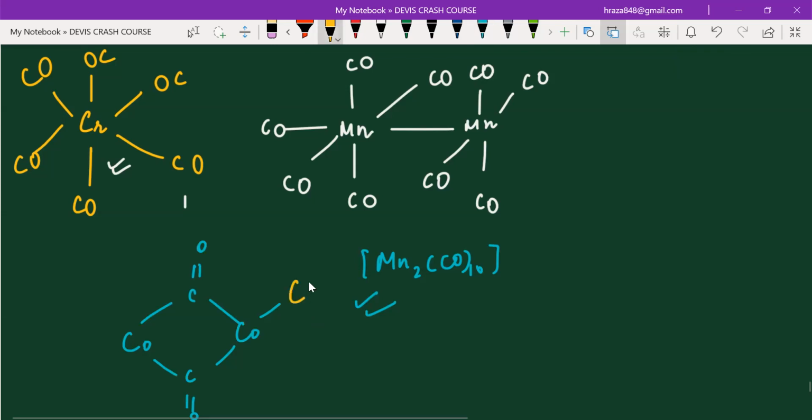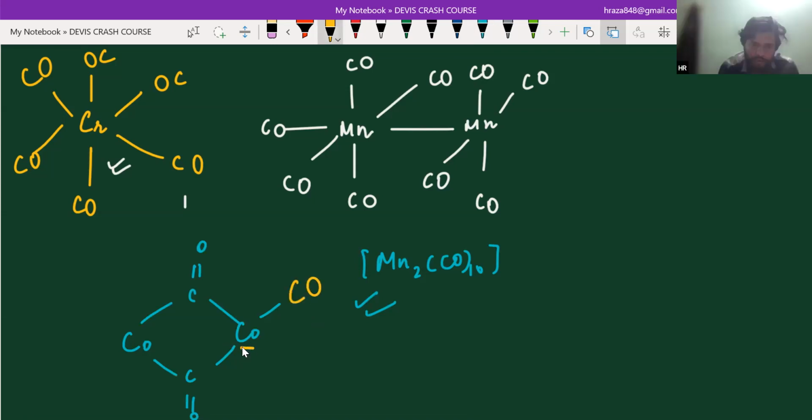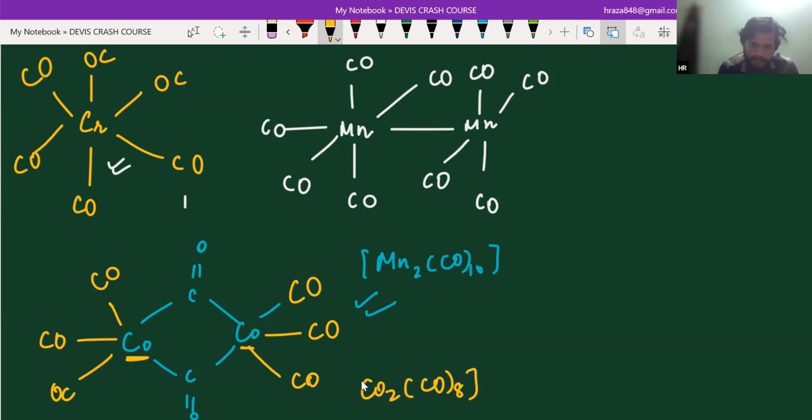Wait, is that cobalt? This is cobalt. So the central metal atom or central metal ion, the central atom will be a metal, and also it is very important that d-block elements generally do this. There will be some exceptions. So this is Co2(CO)8. These are some examples that you need to take care of. This is very important.